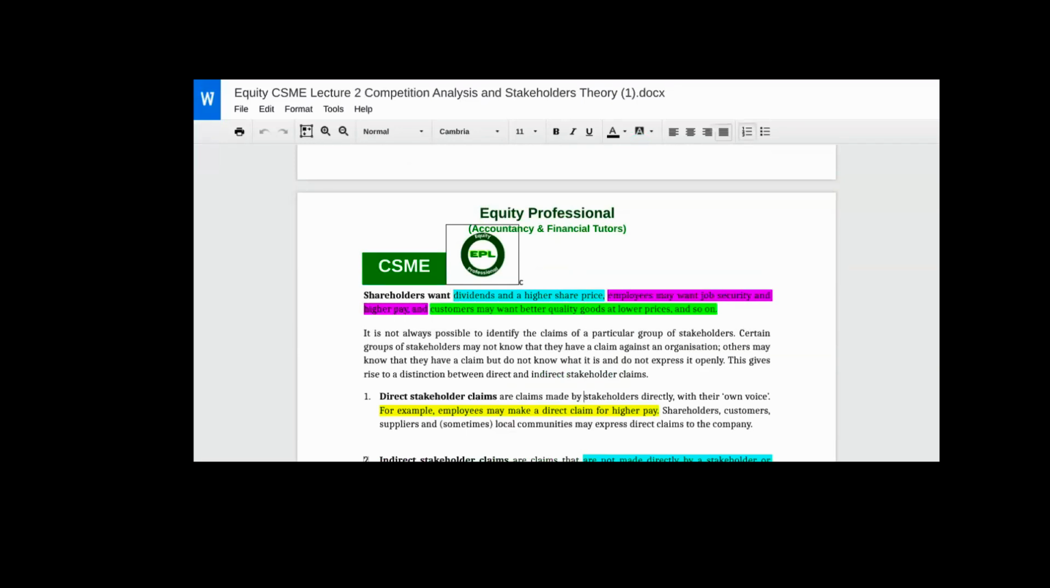The directors' claims, we have discussed this. The directors want independent judgment. They want high pay. They want performance reward incentives. And some of them too, they have that desire to be part of the shareholders in future. Those are the directors. So they want official car and many more.